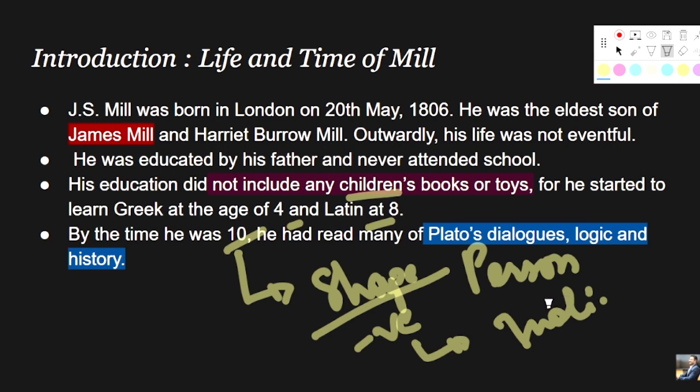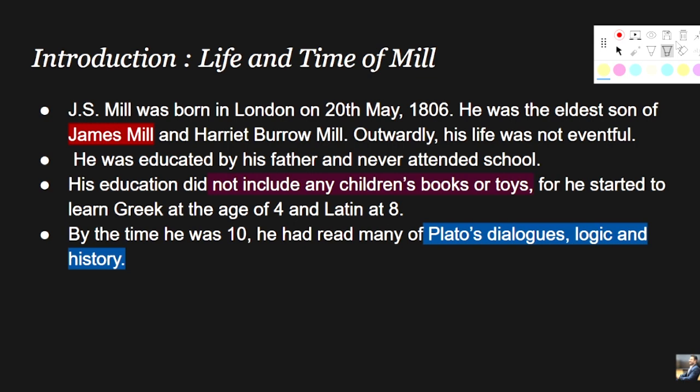His father had very grave limitations and control on J.S. Mill, which impacted his personality, right? So this is what the background or life and times of Mill looks like, right?